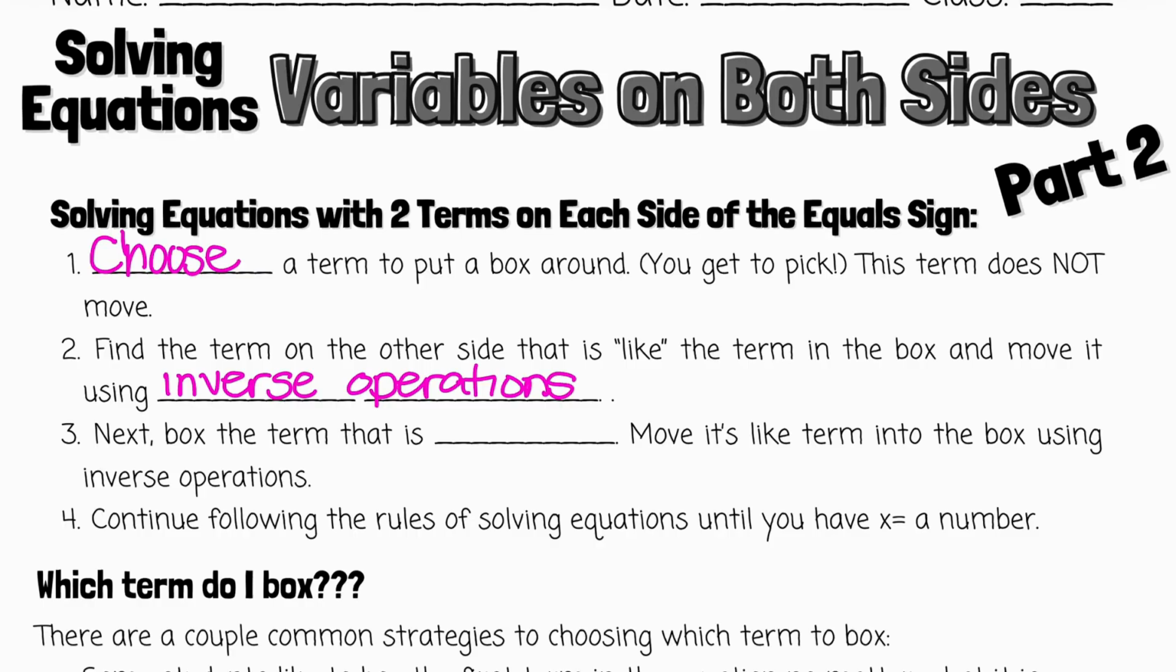So once you do that step and you calculate your box and do all that, the next term that you box is by itself. So you get choice on step 1. On step 2, you have to box the term that's by itself. Then move its like term into the box using inverse operations. And then you're just going to keep on going until you have x equals a number.